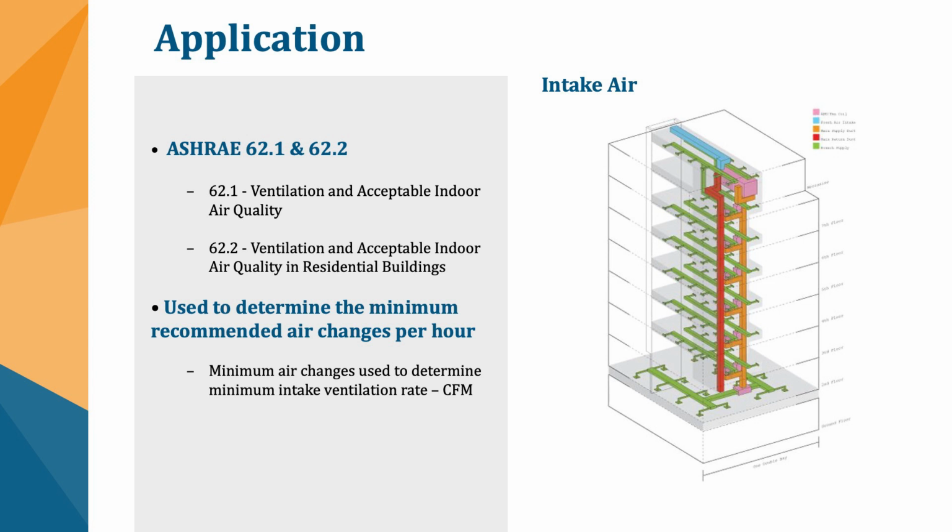Now, that indoor air quality is typically set from the ASHRAE 62.1 and 62.2 standards, where they're looking at either commercial or residential type buildings and figuring out the type of occupancy, the overall load, and the number of occupants, how much CFM is needed, and they use that to calculate the recommended number of air changes per hour. So you've got the number of occupants and you're trying to figure out that number of air changes per hour to meet those ASHRAE standards.